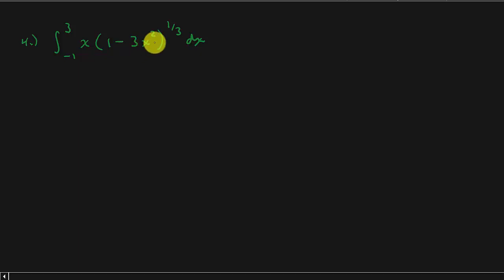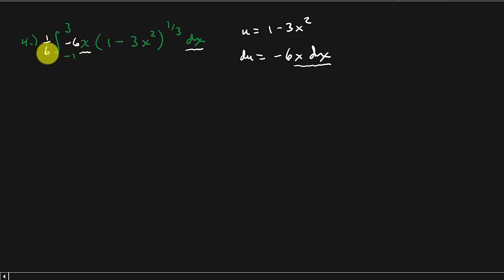So we're going to let u equal 1 minus 3x squared. And so du is equal to negative 6x dx. So look at this, there's the x dx, the x dx. I'm missing a negative 6, so I'll multiply by negative 6. That means I have to come out here and multiply by negative 1/6, or divide by negative 6, however you want to look at it.